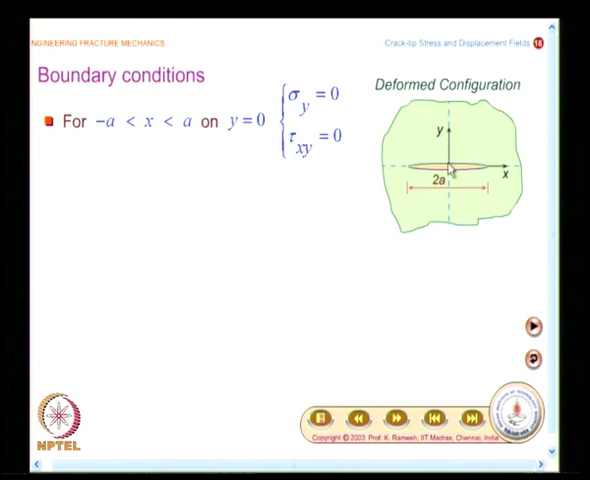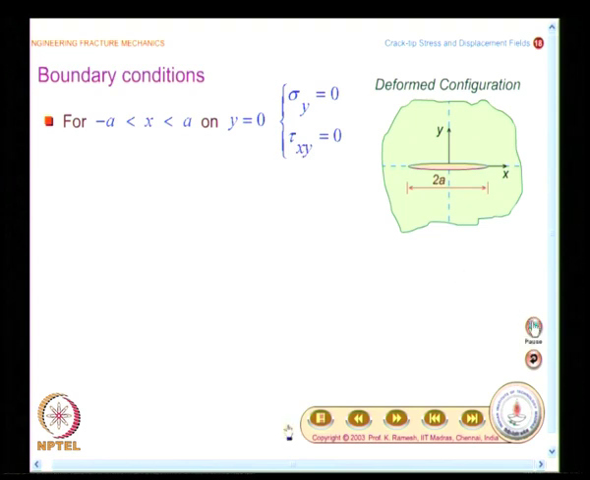See, what you should not confuse is, I have shown this as a curved surface, but I have written the equation for the boundary conditions as minus a to plus a on y equal to 0. That means, I am considering this still as a straight line for writing the boundary condition. This we are justified because we are looking at small deformation.